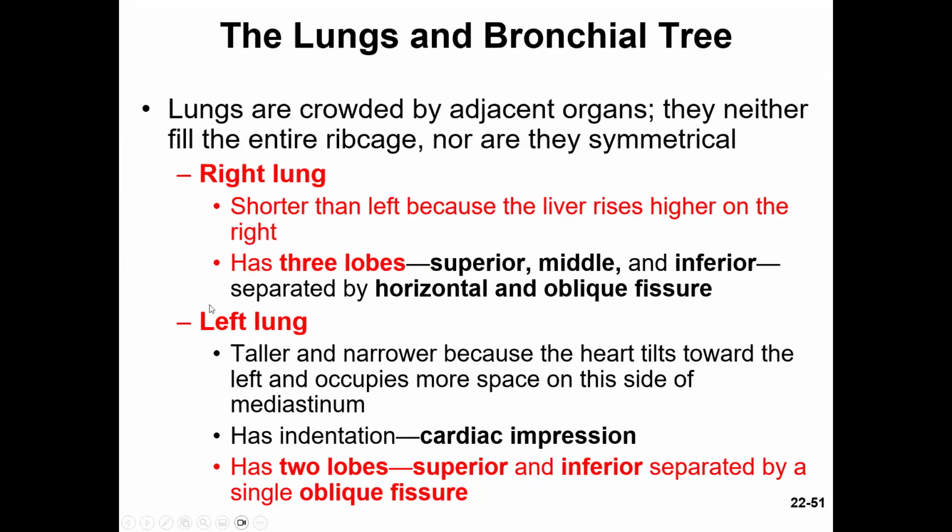The left lung is taller and narrower, and smaller in terms of total volume because of the presence of a very large heart. It has an indentation called a cardiac impression, which we usually call the cardiac notch. It has two lobes, superior and inferior, separated by one single fissure. Remember, we used the term fissure when we talked about the brain and the spinal cord, where a fissure completely separated something. Same thing here. A fissure completely separates the lung matter into superior and inferior lobes.